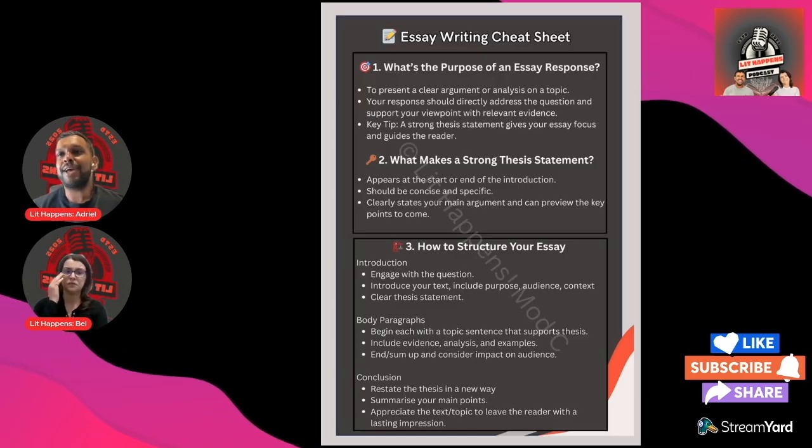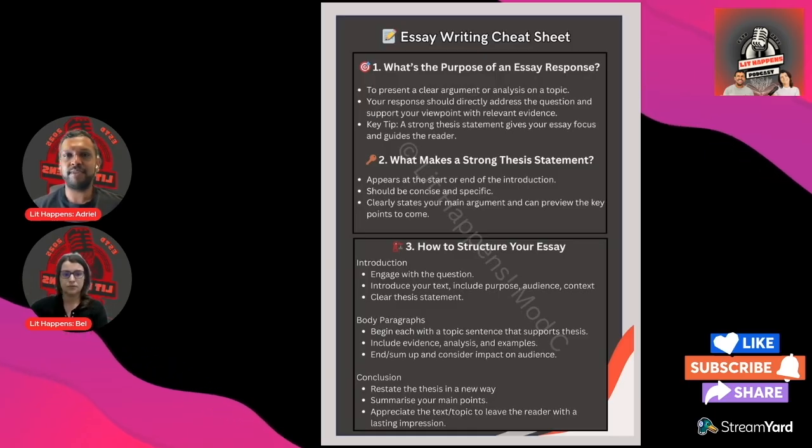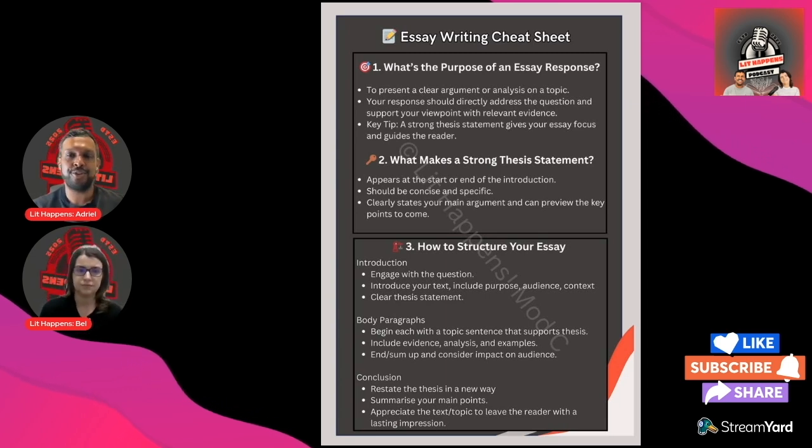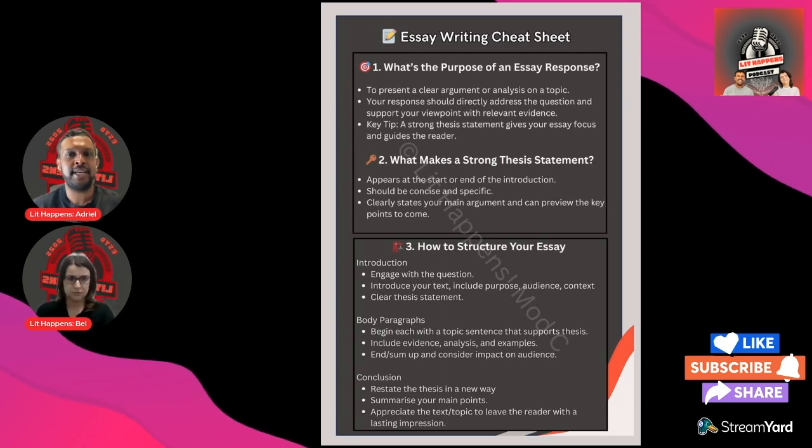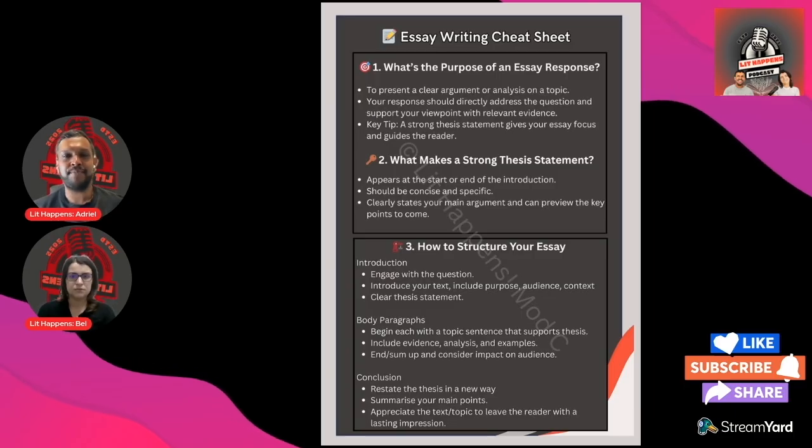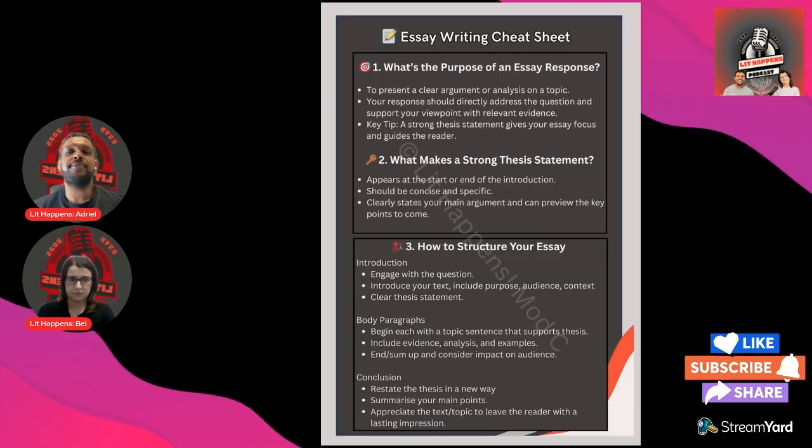So, what do we look at when we're looking at our introduction here? Like I just said, it needs to engage with the question, it introduces your text, the purpose, the audience context, provides a clear thesis statement, and we then move on to the first body paragraph.